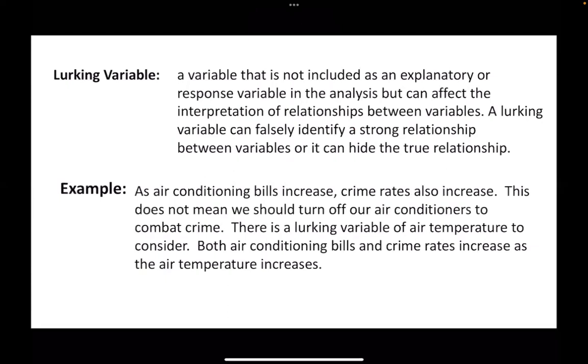So turning off your air conditioner is not going to combat crime. Both things are affected by air temperature, and crime rates increase as air temperature increases because people are out there and not huddled under their blankets. They're out there committing crime. We all know that crime rates seem to be higher during the summer and warm weather and things like that. So lurking variables are really a thing.